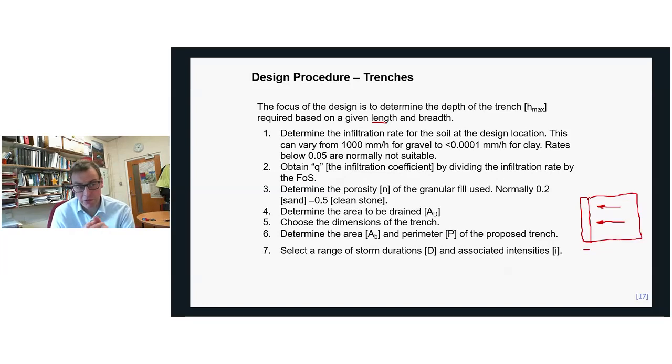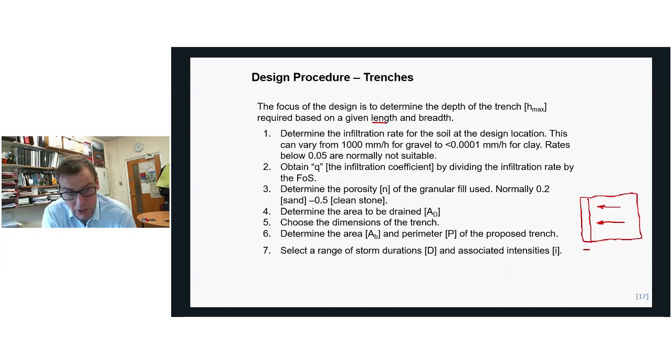Obtain q, the infiltration coefficient, by dividing the infiltration rate by the factor of safety, and the factor of safety was in the previous slide. Determine the porosity of the granular material. So this is normally between 0.2 and 0.5. The porosity is basically the volume of voids within the material. So a porosity of 0.5 means that the material is 50% air once it's in situ.